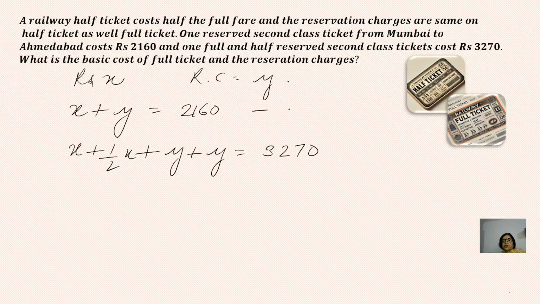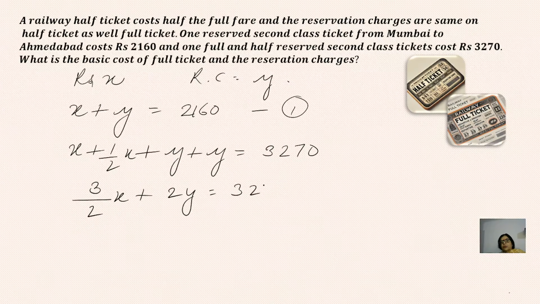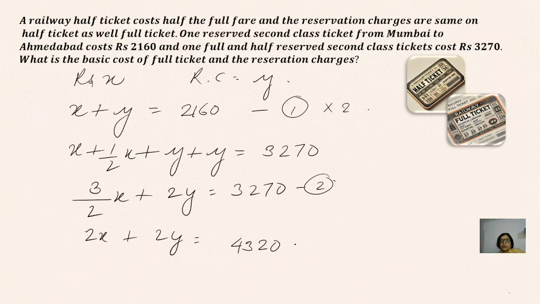So the first equation will continue with the same thing: x plus y equals 2160. The second equation will transform to 3/2 x plus 2y is equal to 3270. This is the second equation. Now if we take the first equation and multiply it by 2, it changes to 2x plus 2y is equal to 4320, since 2 sixes are 12, 2 ones are 2, 2 twos are 4, and 4 3. So this is the new first equation after multiplying by 2.